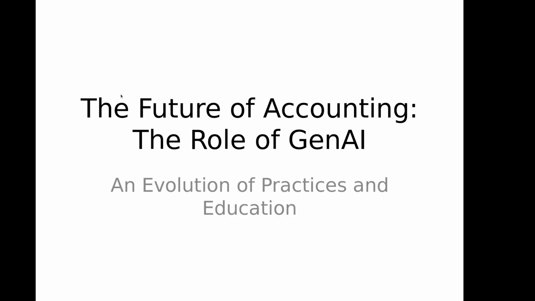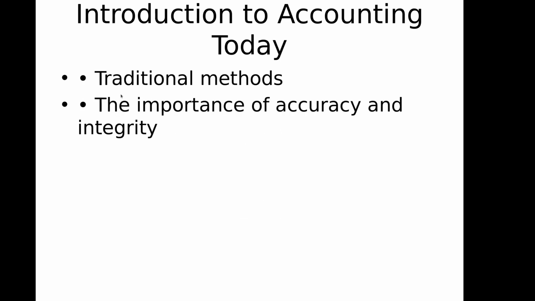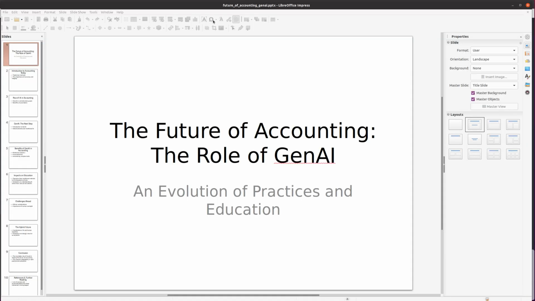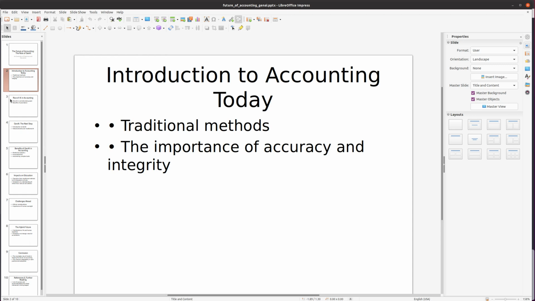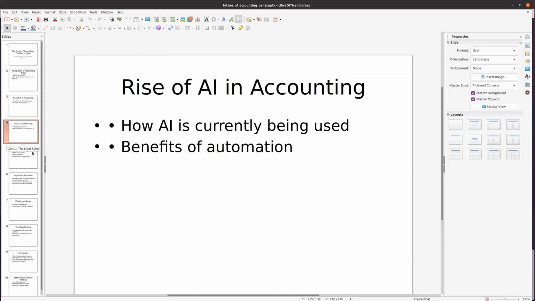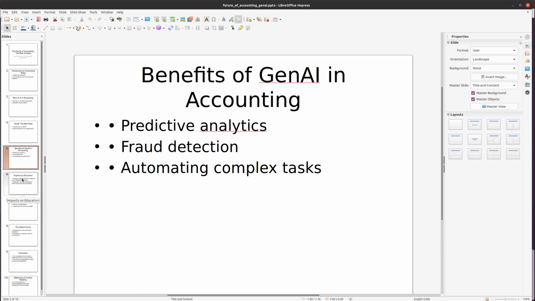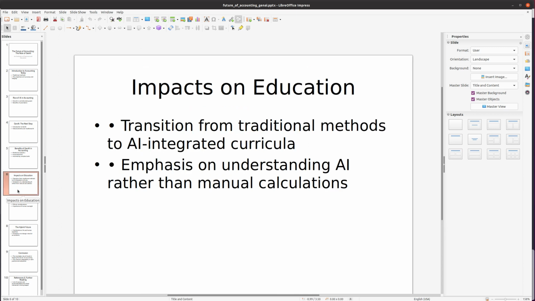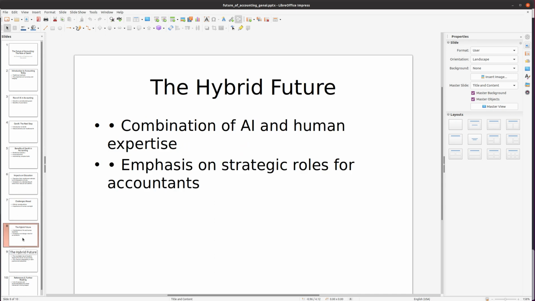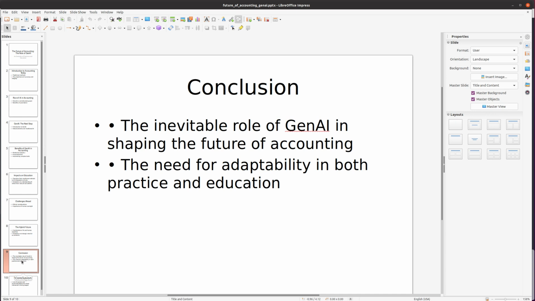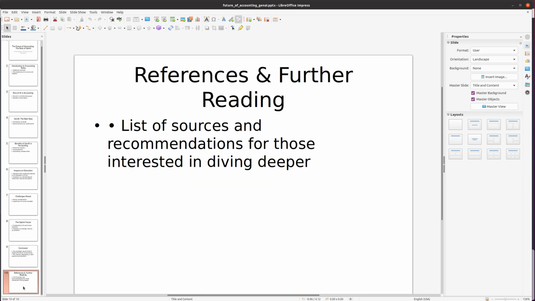The future of accounting, the role of Gen AI, and evolution of practices in education. This is pretty good. Introduction to accounting today. It's got double bullets there. That's okay. And then you've got the rise of AI in accounting, the next step, Gen AI, benefits of Gen AI in accounting. Okay. Yep. Impacts on education. Transition from traditional methods to AI integrated curricula, emphasis on understanding AI rather than manual calcs, challenges ahead, that's good, hybrid future, I like it, and then a conclusion. This is pretty good. I like this rough outline here.